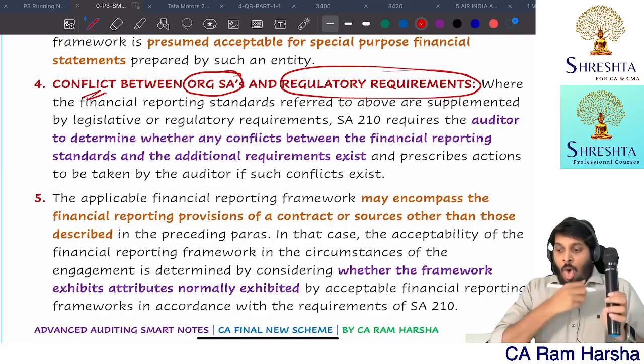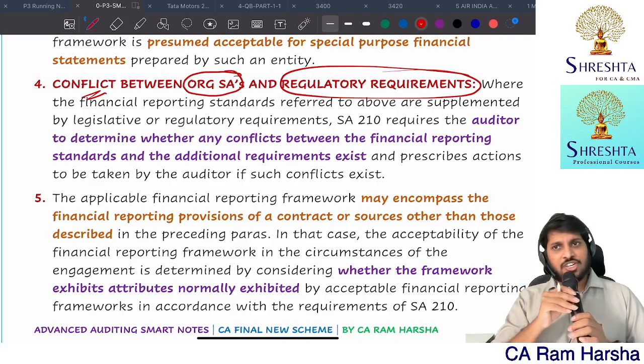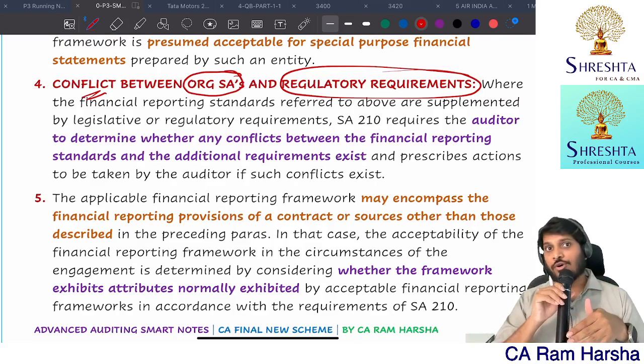Are you getting it? See, the standard essentially says special purpose financials are no doubt prepared as per the requirement of the user. User will not say exactly what rules to follow. User will say how he is going to use the financial statement.